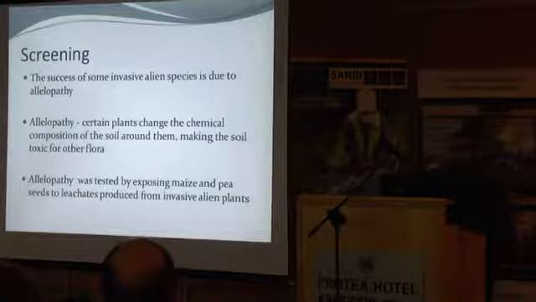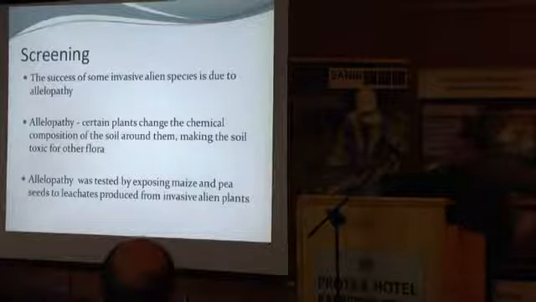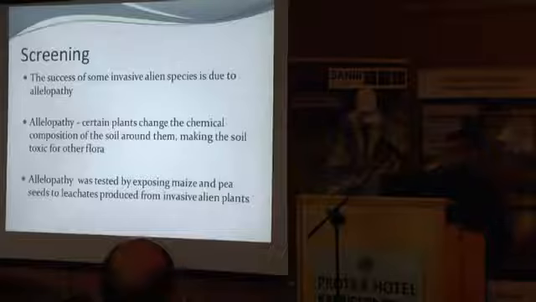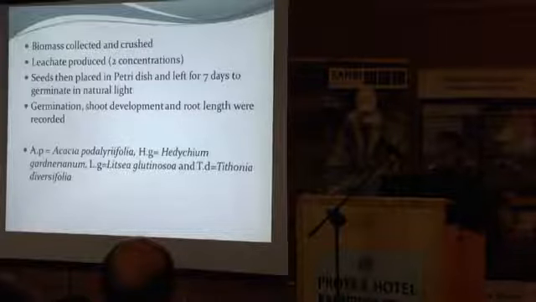Screening. The success of some invasive alien plants is due to allelopathy. Allelopathy is basically where certain plants change the chemical composition of the soil around them, making the soil toxic for other flora. Allelopathy was tested by exposing maize and pea seeds to leachates produced from invasive alien plants.